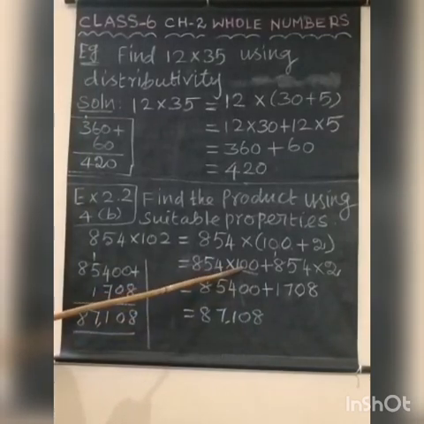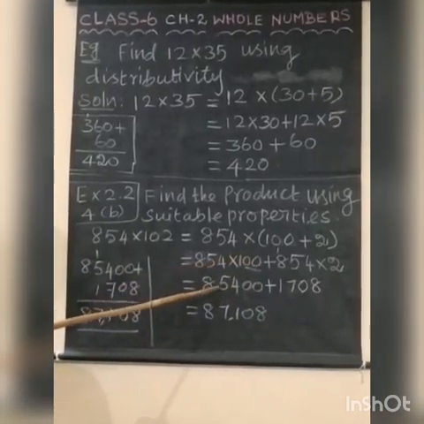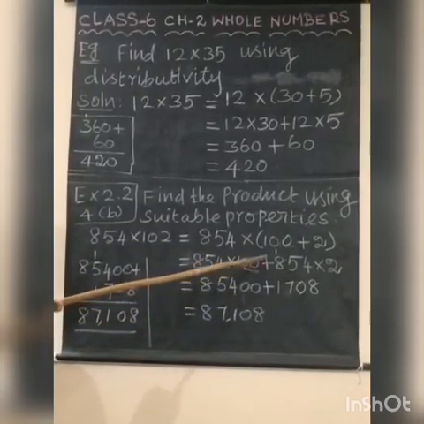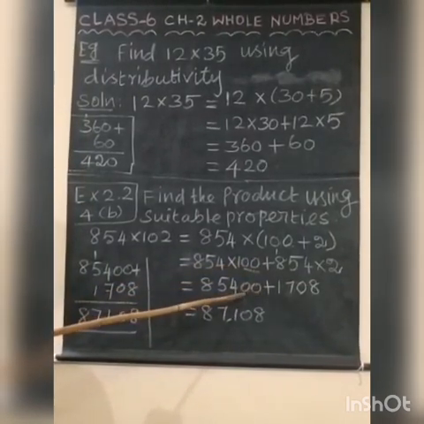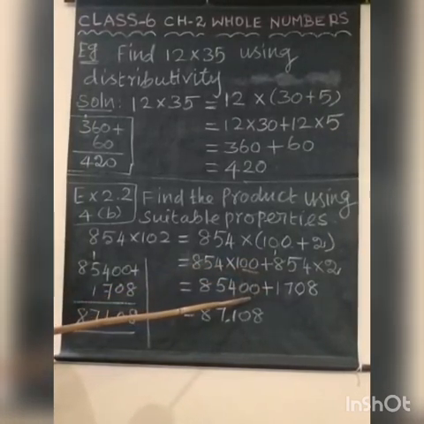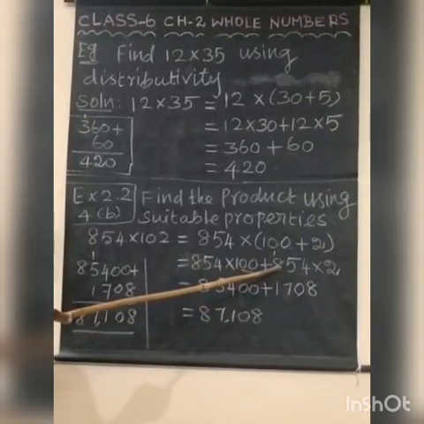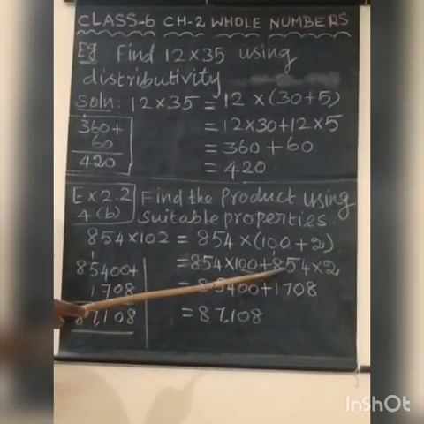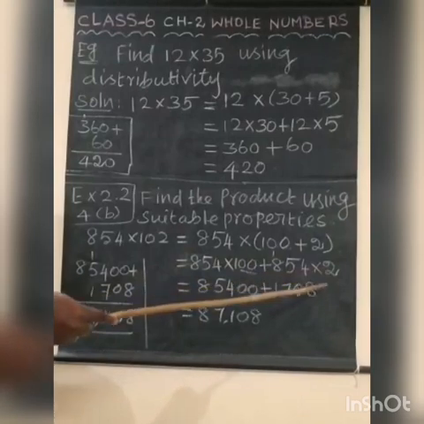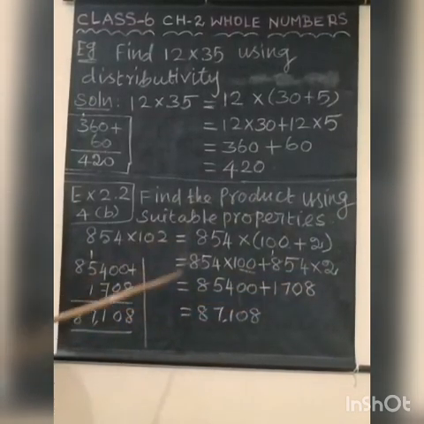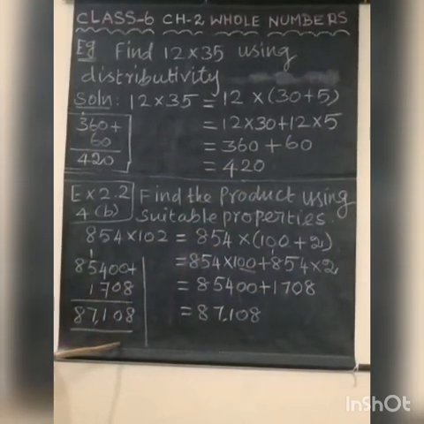854 into 100 is: write this number and then how many zeros here? 2 zeros here. So add these two zeros right here. Okay. Then 854 into 2. 854 into 2 is 1708. Okay. Then these two numbers are added.